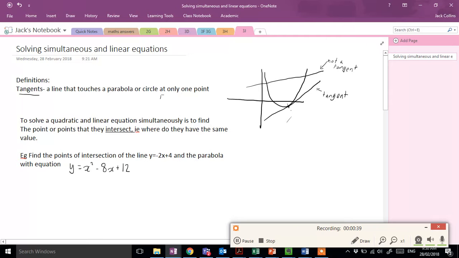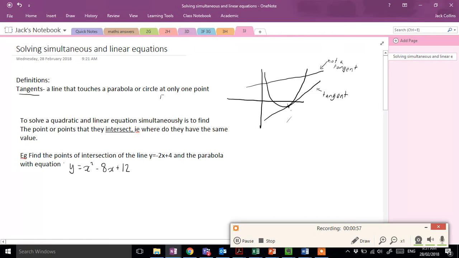Okay, so to solve a quadratic and linear equation simultaneously is just to find the points at which both these lines intersect. That is, where do they have the same value? So it's just solving simultaneous equations, and we're going to use substitution in this case.